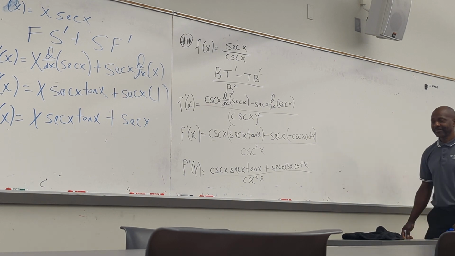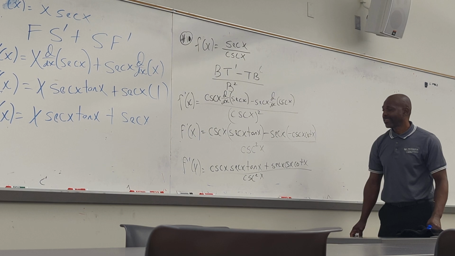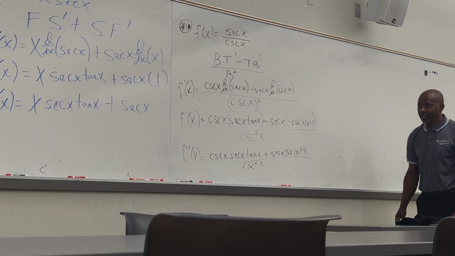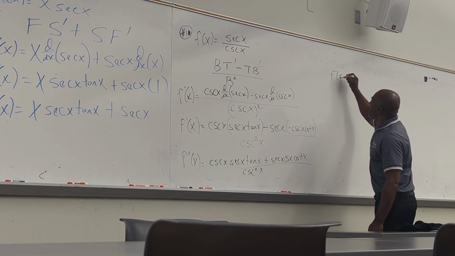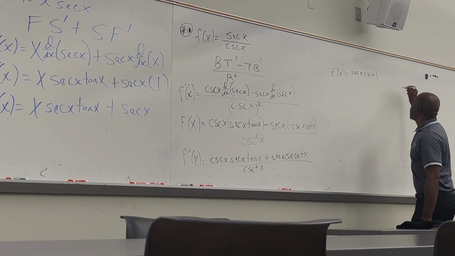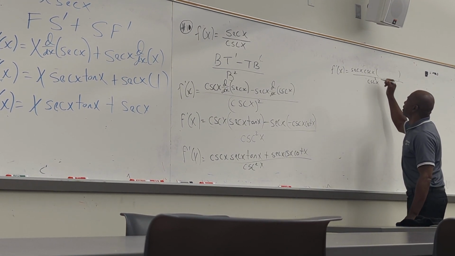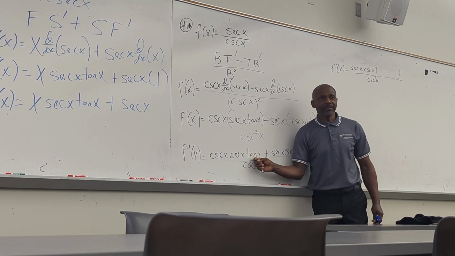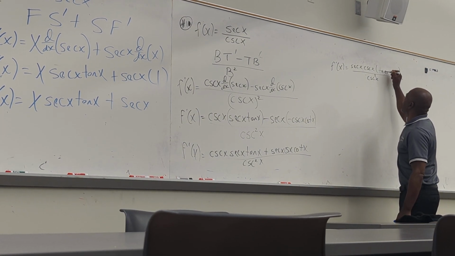Anything common? What's common? Any common thing in both of them? Secant x and cosecant x. So I can factor out secant x, cosecant x. If I factor out the secant x and the cosecant x, what am I left with? Tangent x plus what? Cotangent x.